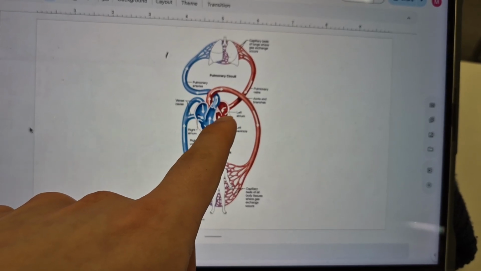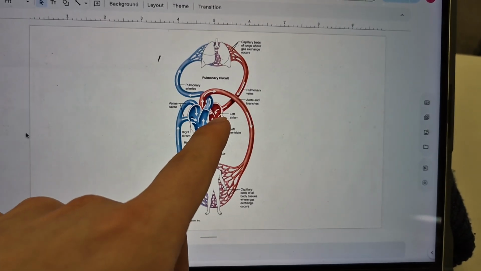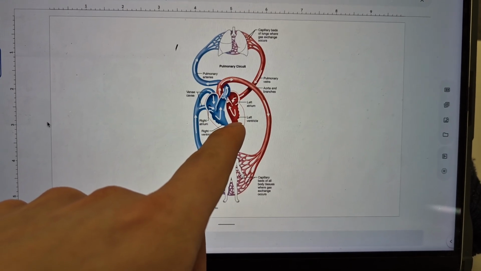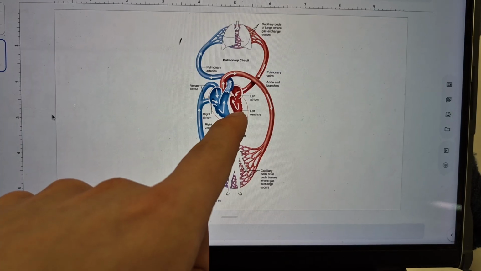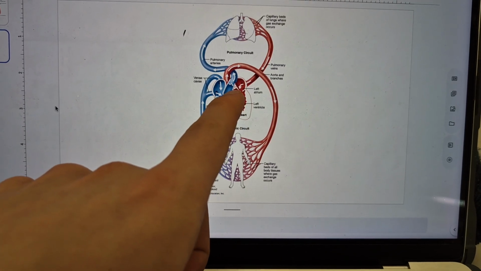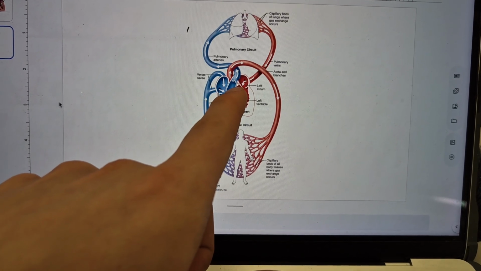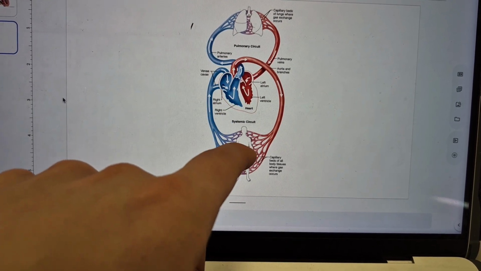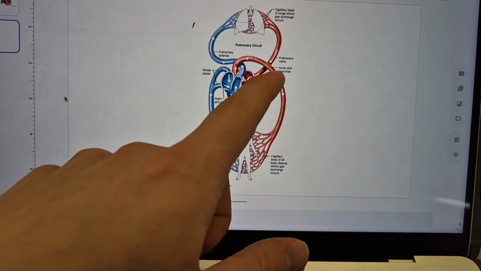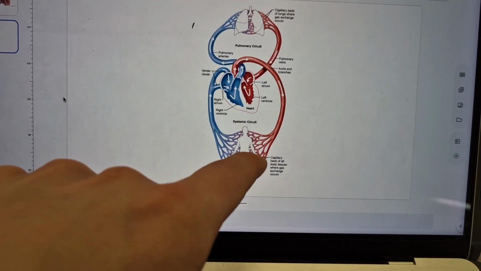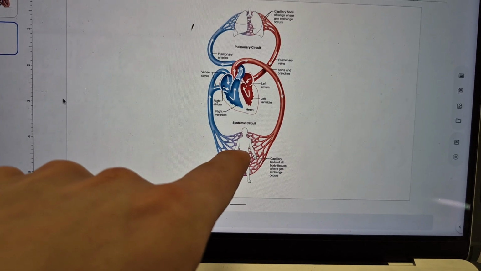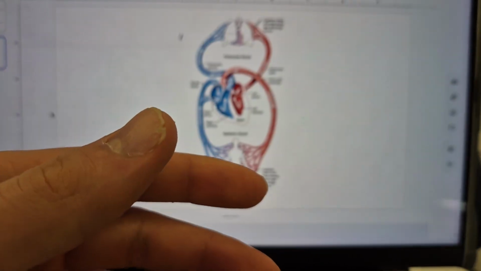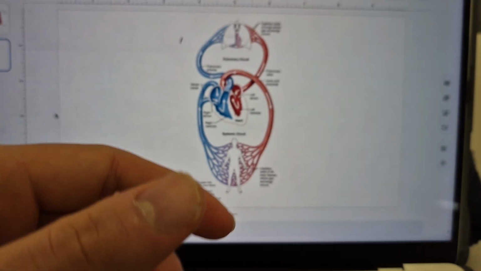Then it goes through the mitral/bicuspid valve right here, collects in the left ventricle. Then it is pumped through the aortic valve, which is this little dot right here. And it goes through the aorta or down through the aorta, around, and then it oxygenates the body. So that is the pathway of blood flow through the pulmonary and the systemic circuits.